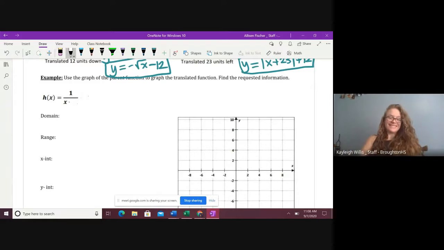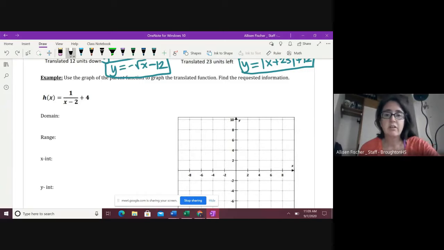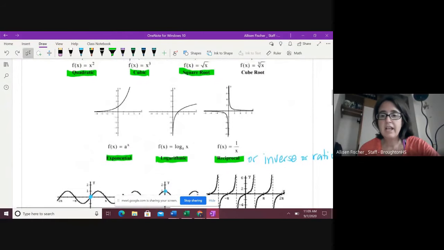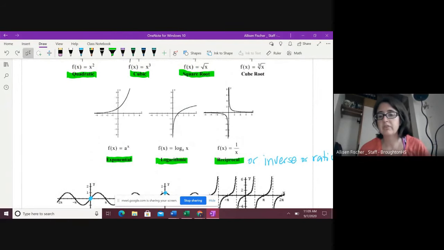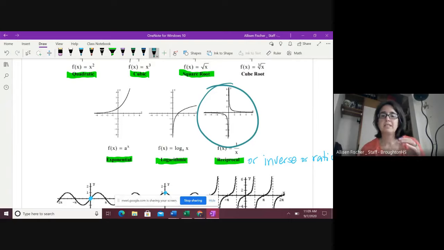Rational. Yeah, so it's rational. So if you look back up to rational or reciprocal or inverse or whatever you want to call it, it looks like this guy. So that's your parent function. So we're going to take that, and you need to kind of envision, all right, this is all centered around the origin. There are asymptotes here, which I should have mentioned before. Hoping you remember the asymptotes.